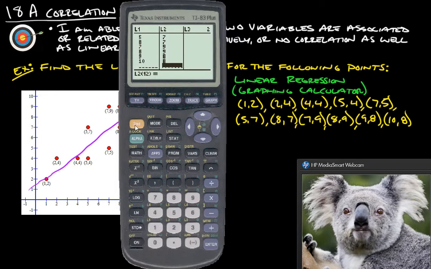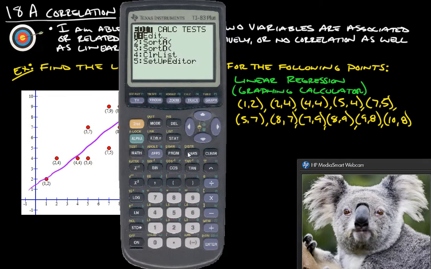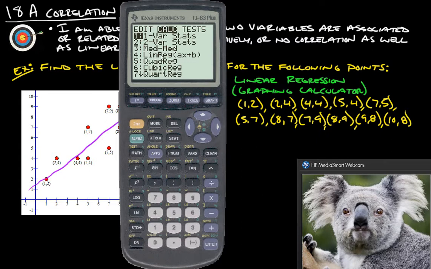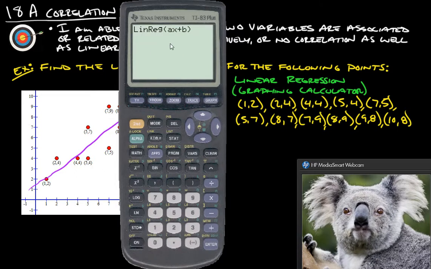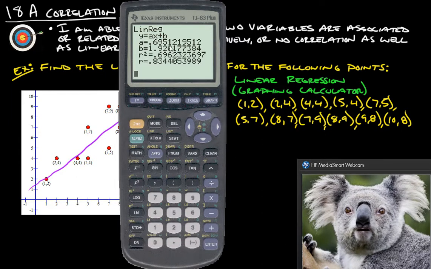And then what you're going to do now is go back into stat again. So we push the stat button, and now we want to calculate our linear regression. So we're going to arrow over to calculate. And then here is linear regression right down here for this calculator. It's number 4, and we're going to push enter. It asks if you want to find linear regression in this form, and yep, that's what we always want to do. Push enter. It'll think for a second, and here is your equation.